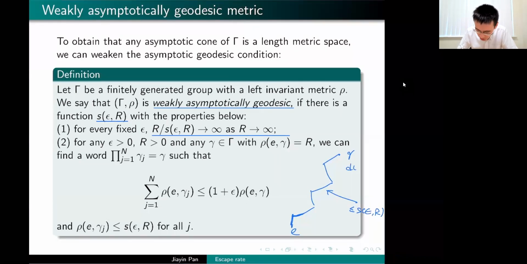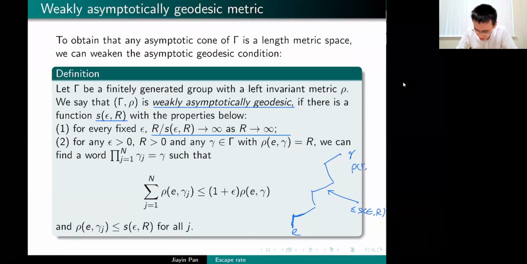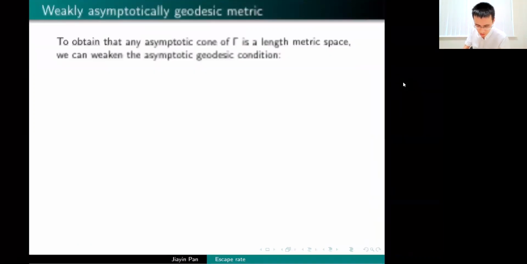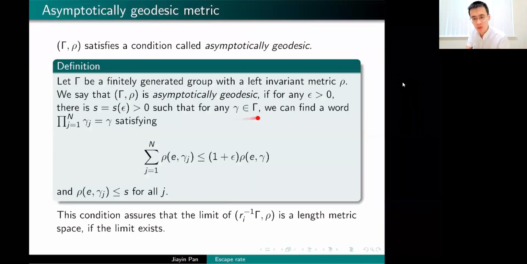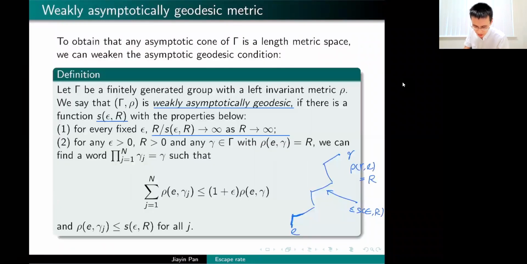And this D, sorry, should be rho here. And the distance between rho and the identity is R. I require this R over S epsilon of R goes to infinity as R goes to infinity. Previously we didn't have this condition because it just works for all R. As long as this ratio goes to infinity, this actually guarantees that the limit is a length metric space, if the limit exists in the first place, all right?